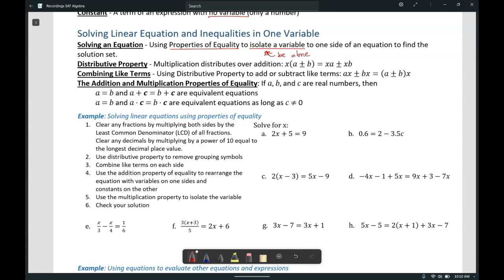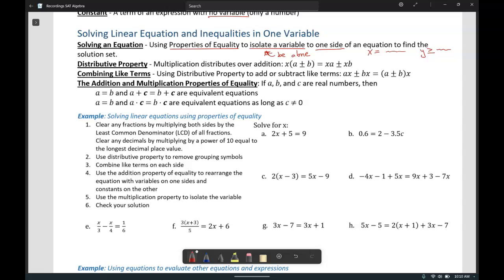So we want to get a variable by itself on one side of the equation, and everything else would be set to the other side of the equal sign, or even an inequality sign, and simplified as much as possible. So we usually end up with something like x equals, and then a bunch of other stuff, or even y is greater than or equal to, a bunch of other stuff. We want to isolate a variable.